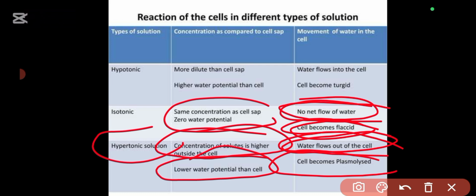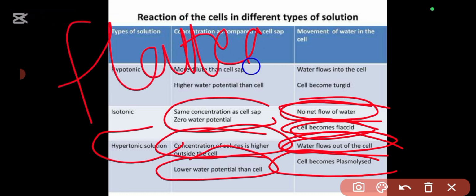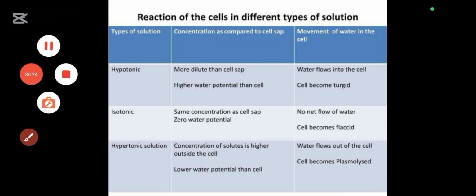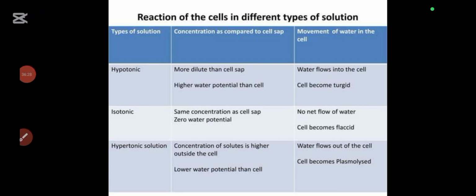Now, plasmolysis is when the cell becomes flattened because it has lost water, that is, the cell loses water faster than it is absorbing. So we said the cell becomes plasmolized when it is in a hypertonic solution.